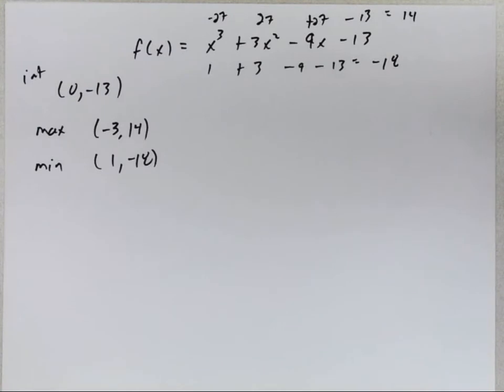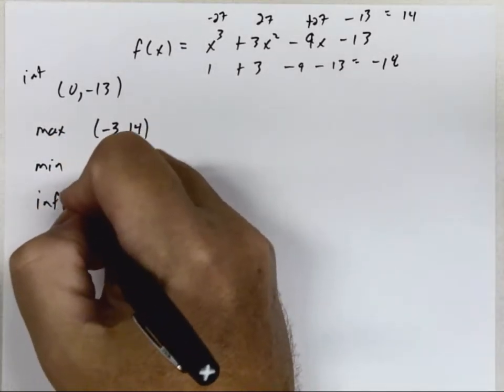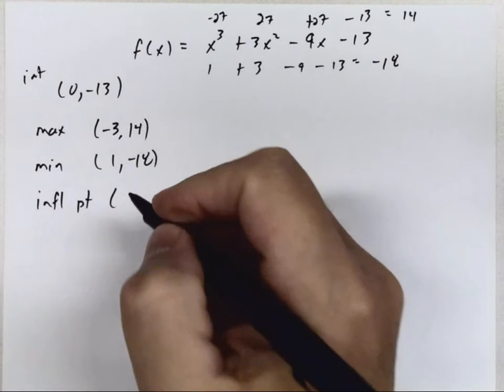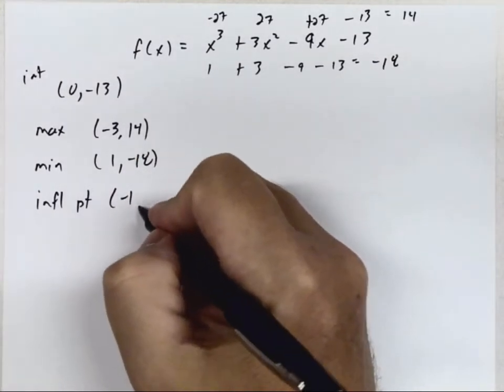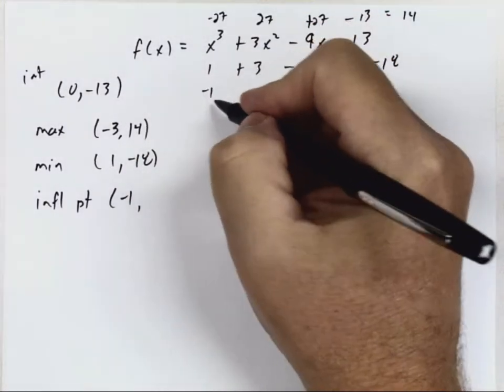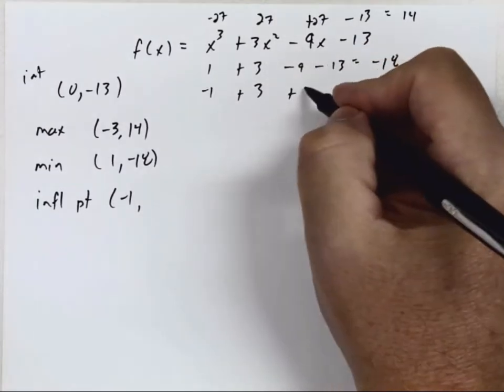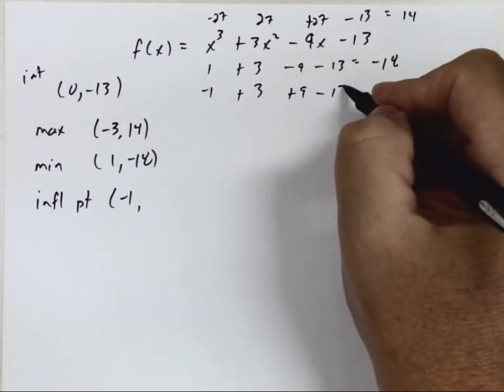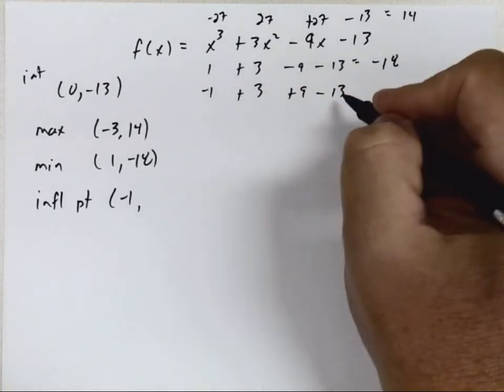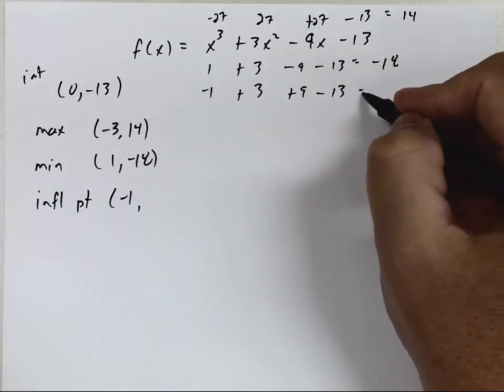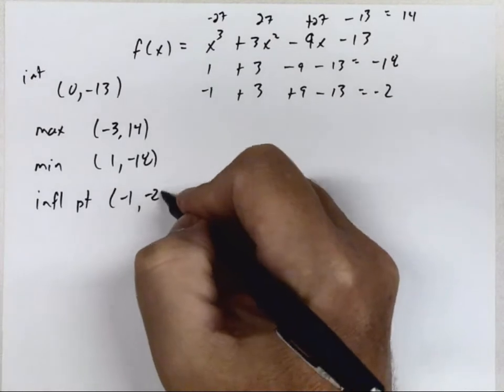So now I can plot those points. Let's figure out my point of inflection. It occurred at -1, so I plug a -1 in here. This is -1 plus 3 plus 9. So -14 plus 12 looks like -2.